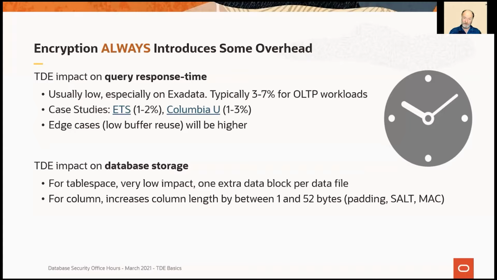Now, that 52 bytes isn't that significant if we're talking about encrypting a 2K varchar column, right? 52 bytes on top of 2K, not a huge deal. But if what we're encrypting is a column that has 2 or 3 bytes, maybe on or off, a very small column, and you add 52 bytes to that, you can make that small column quite large, and you can see a significant change in your database storage consumption.